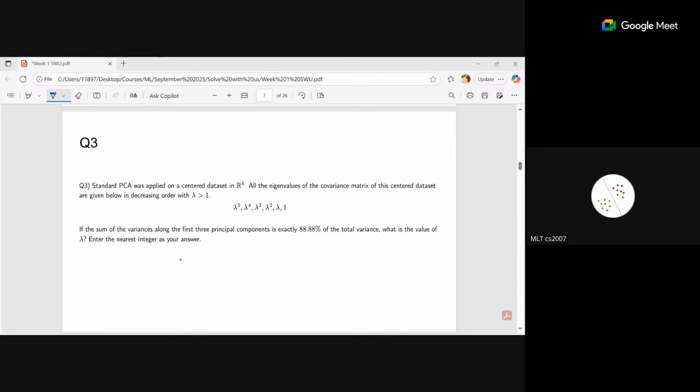No, a centered data set doesn't mean variance is 0. No, it doesn't. The mean will be 0.